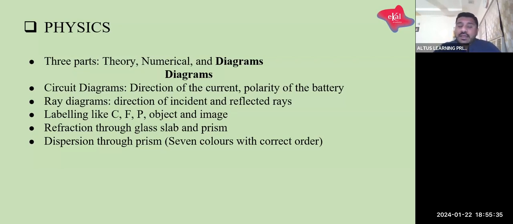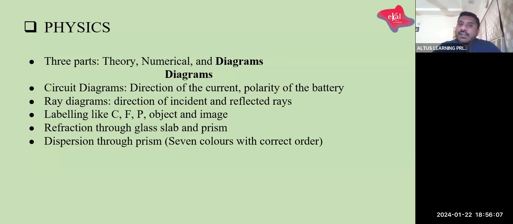When it comes to ray diagrams, again, you have to show the direction of the incident ray and the reflected ray, along with labeling like center of curvature, focus, pole. This is for the case of spherical mirrors. In the case of spherical lenses, you have to show F1, 2F1, and optical center, along with object and image height. Generally, we show the object height with A and B and the image height with A dash and B dash. Do not forget to put these labels.